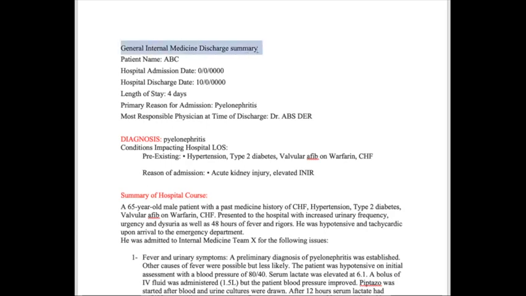So here we have the general internal medicine discharge summary: the patient name, for how long they were admitted, what is the reason for admission, and who is the most responsible physician taking care of the patient when that patient was admitted. What was the diagnosis upon admission, and pre-existing conditions that did not affect the length of stay, like the patient had already hypertension, type 2 diabetes, valvular AFib, he was on warfarin, and congestive heart failure.